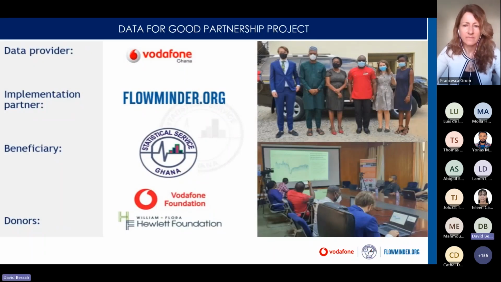So back in 2018, 2019, Ghana was privileged to have been partnered with Vodafone Ghana, which is now Telecel, under the Data for Good Partnership project, for which we were privileged to have technical support from Flowminder, and also financial support from Vodafone Foundation and Hewlett Foundation. The objective of the project was to build capacity within GSS to be able to incorporate CDR data analysis into the production of official statistics.